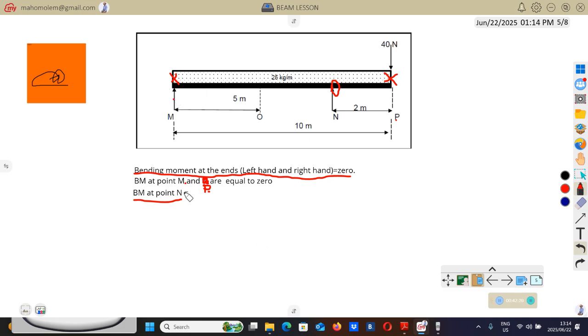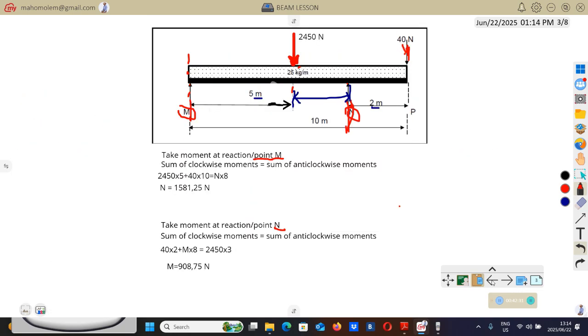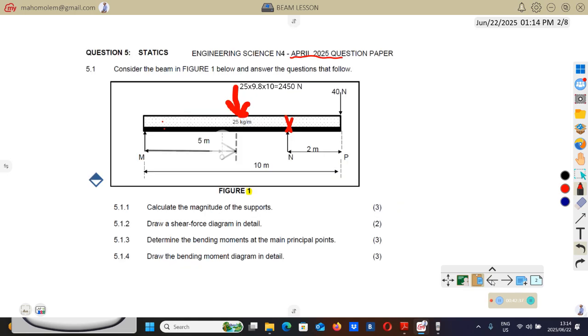So now let's calculate the bending moment at point N. So when you calculate the bending moments, remember, bending moment is the sum of moments of forces to the left hand side or to the right hand side.